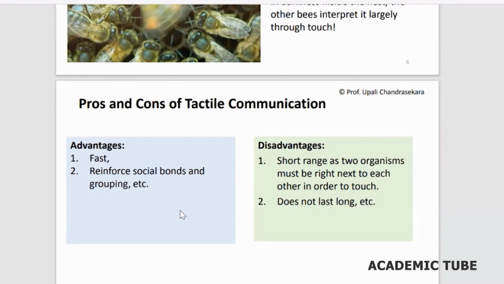And there are disadvantages also. They do not last long. Once you finish touching, that is it, right? And the other disadvantage is that they are short range, as the two organisms involved in this particular kind of communication have to be together, sitting next to each other, right? So that is about tactile communication.